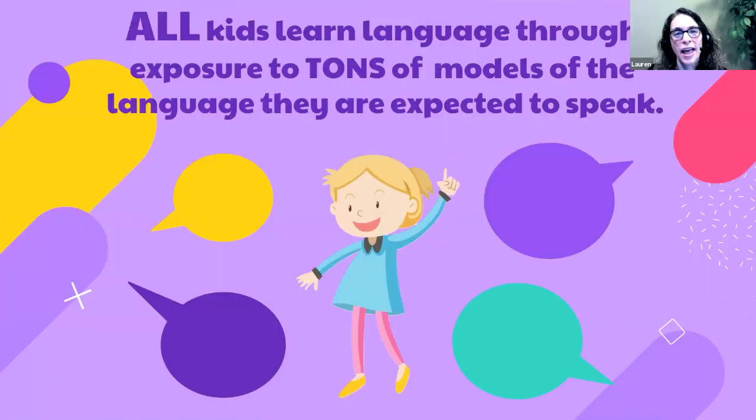So all kids learn language through exposure to tons of models in the language they are expected to speak, and that's key here. So we don't have a child that grows up in India, but we just expect that they'll just magically speak French. They are exposed to tons of models of whatever their native language is in India, or if they're in the US, English. We don't expect them to suddenly come out with a different language. We expect them to come out with one that is modeled and spoken to them by those around them, by their parents, by others. So it's really no different for AAC.